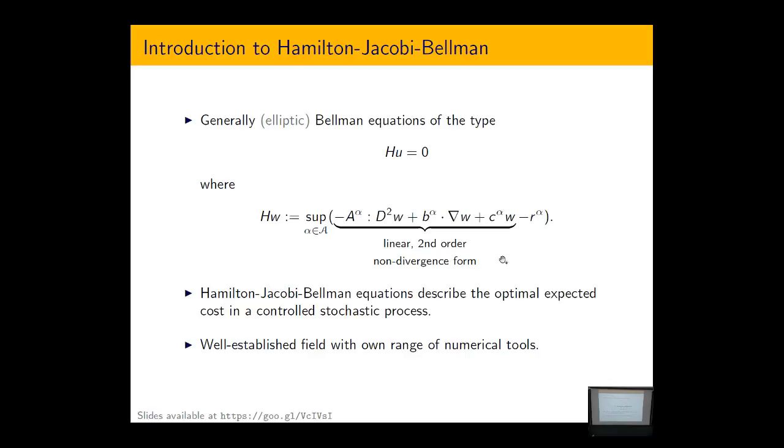So the typical structure is that we have now a family of these operators here. They are linear operators, and they are of second order, and they are in non-divergence form. And this family lives under the supremum. So you see alpha is my index to denote different coefficients here, and then the supremum is taken over my parameterization alpha. So A is the set of the controls.